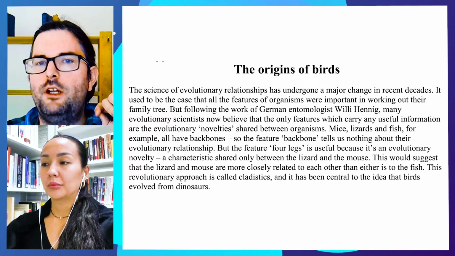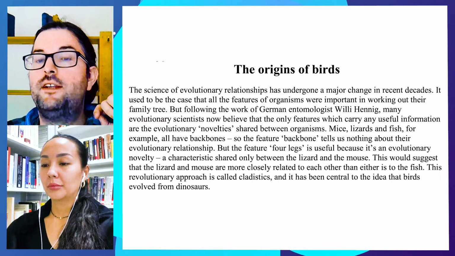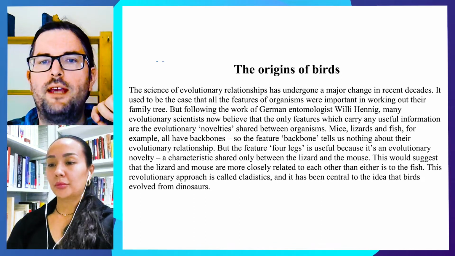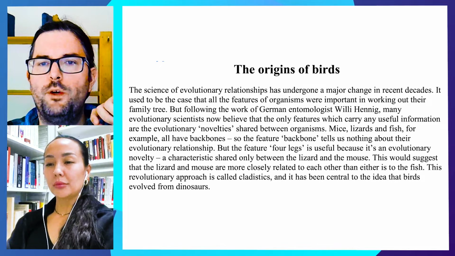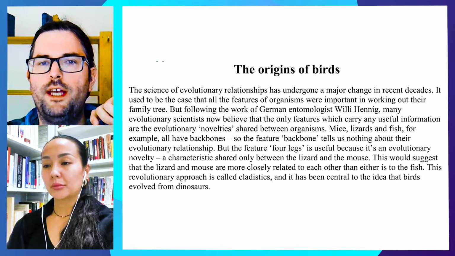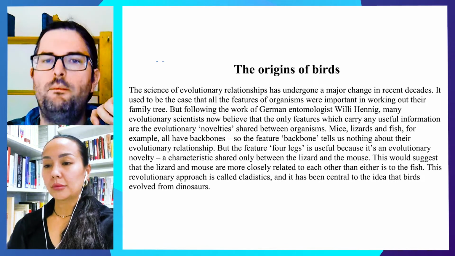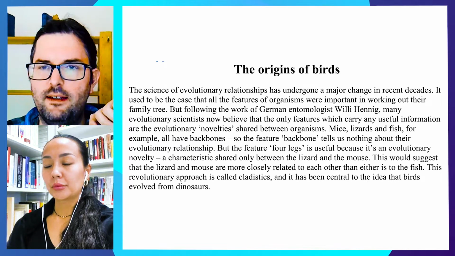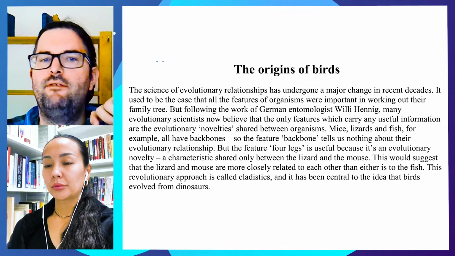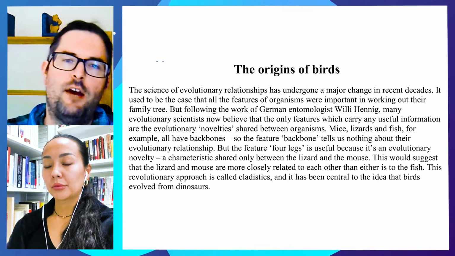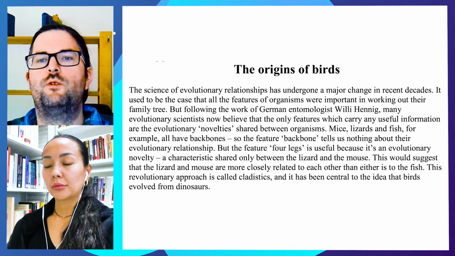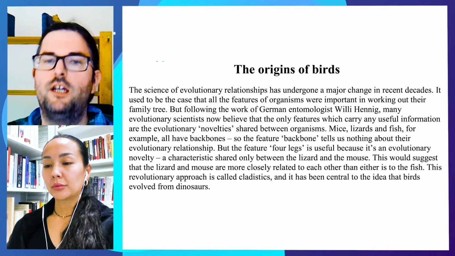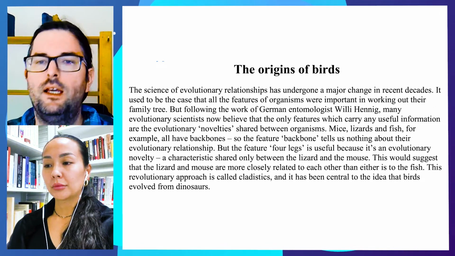The science of evolutionary relationships has undergone a major change in recent decades. It used to be the case that all the features of organisms were important in working out their family tree. But following the work of German entomologist Willi Hennig, many evolutionary scientists now believe that the only features which carry any useful information are the evolutionary novelties shared between organisms.